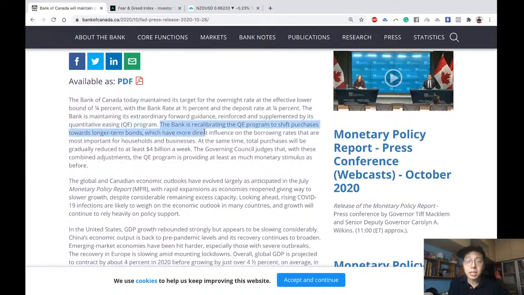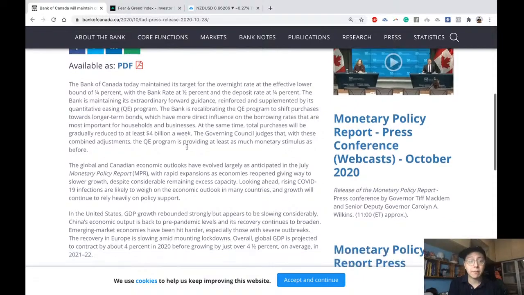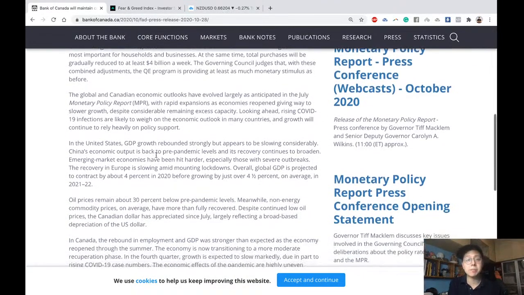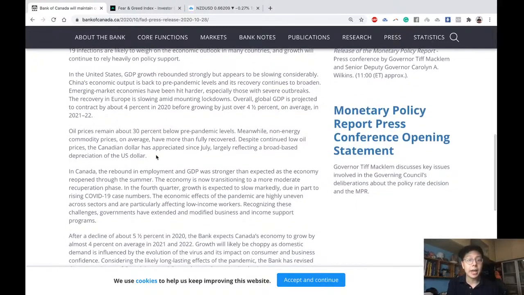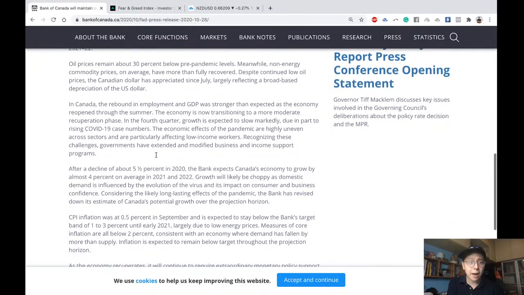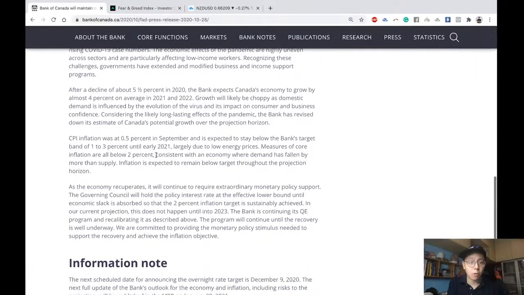One key note to take: they stated that their QE program is going to shift towards longer term bonds, which has a more direct influence on borrowing rates, and of course households and businesses. So far it's basically bearish, which means they're looking to continue printing money and maintaining a very low interest rate. The rest is just talking about the current economy, and there's one part here that is very important that I want all of you to understand.